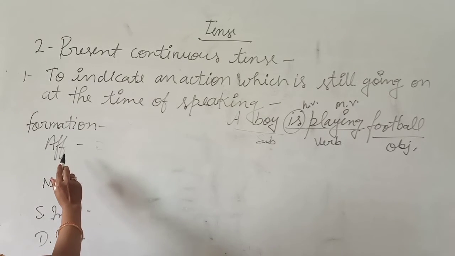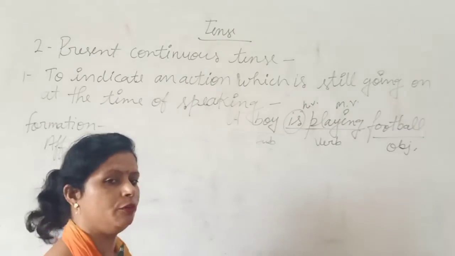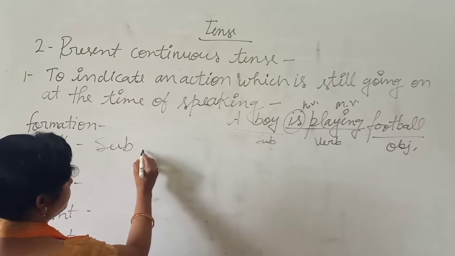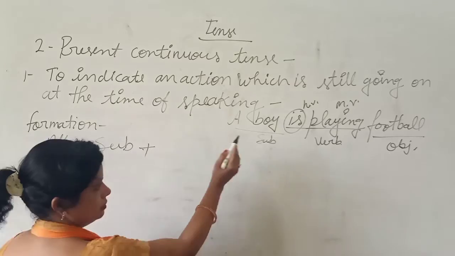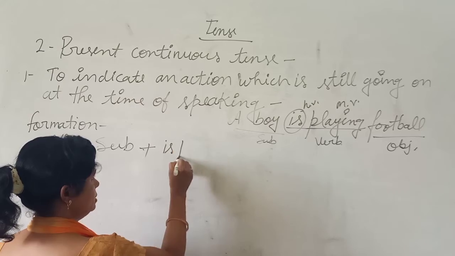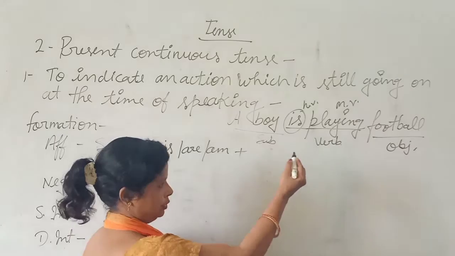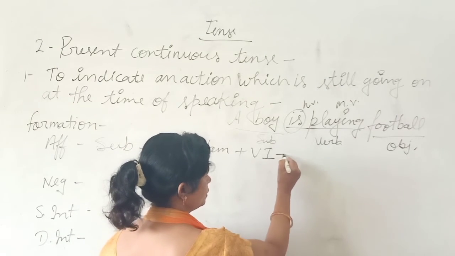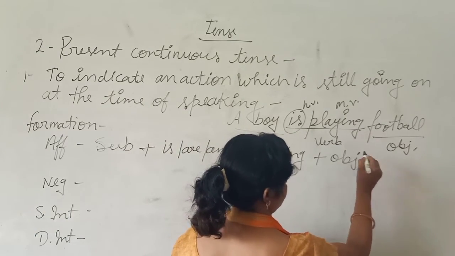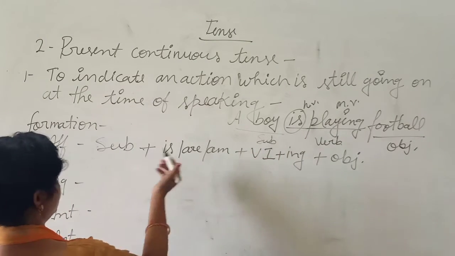Next, there is a rule of the affirmative sentence: how to frame an affirmative sentence. First of all we will take the subject, then the helping verb. What is it? It is is because the subject is singular, a boy. We will use is, are, am. Then the main verb, verb's first form with ing, plus object. Getting me?